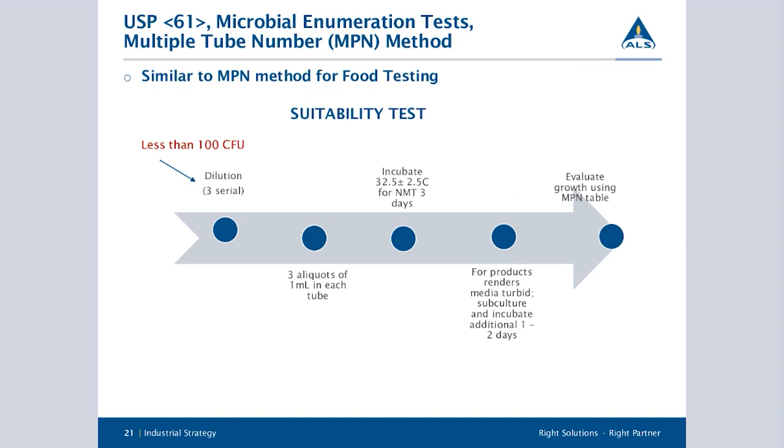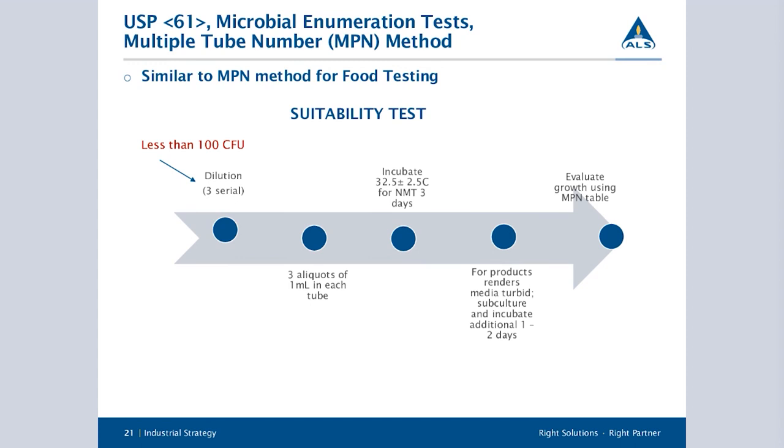The last method for the enumeration is the MPN method. It is very similar to the food testing, the FDA BAM testing for something like E. coli. So what you would do is perform three serial dilutions, generally 1 to 10, 1 to 100, and 1 to 1,000. And each of those you spike with less than 100 CFU. Then you would incubate that for not more than 3 days, and then examine, compare the growth with the control, and compare it with the MPN table that is listed in the USP. The criteria is that it needs to be within the 95% confidence level.